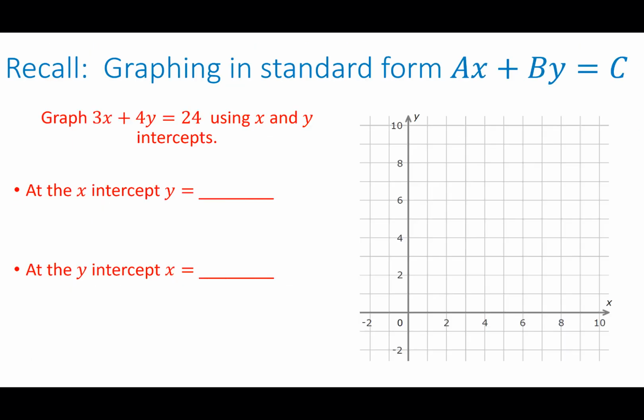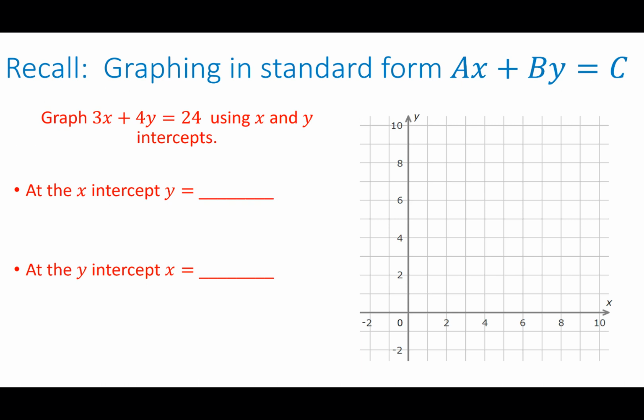All right, let's do a quick recall on graphing in standard form. Okay, we've been doing a lot of graphing with slope-intercept form. We can graph directly from standard form. Okay, if I want to graph 3x plus 4y equals 24 using x and y intercepts, where is it crossing the x? Where is it crossing the y?